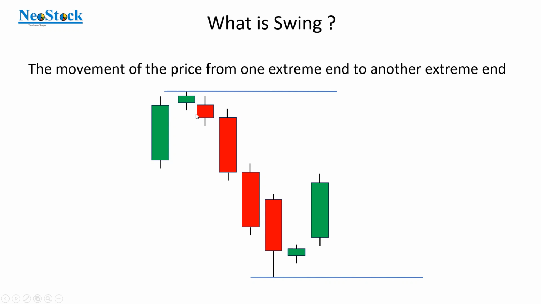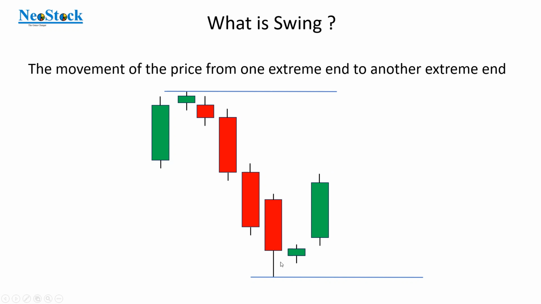Always in the stock market, the movement is in the form of the swing. In a swing, we can find a high point and a low point. This is the high point and this is the low point. These high points are called swing highs because during the swing, this is the high point. Similarly, this low point is called swing low. So during the swing, this is the low point.